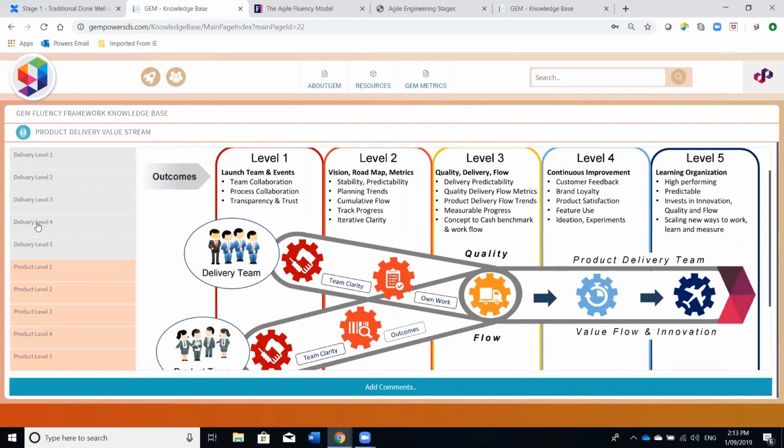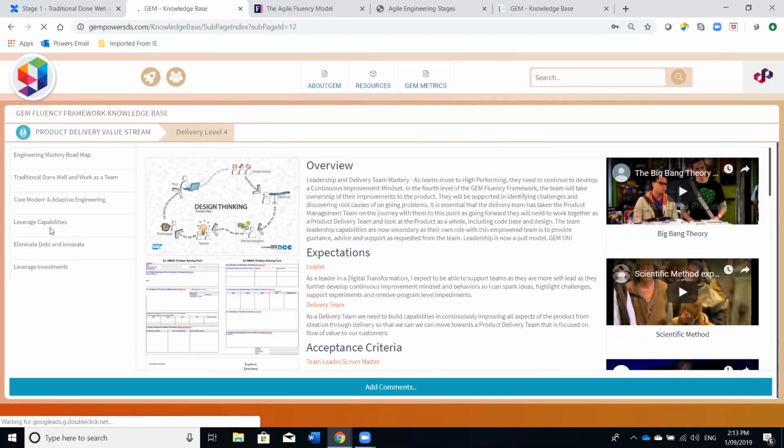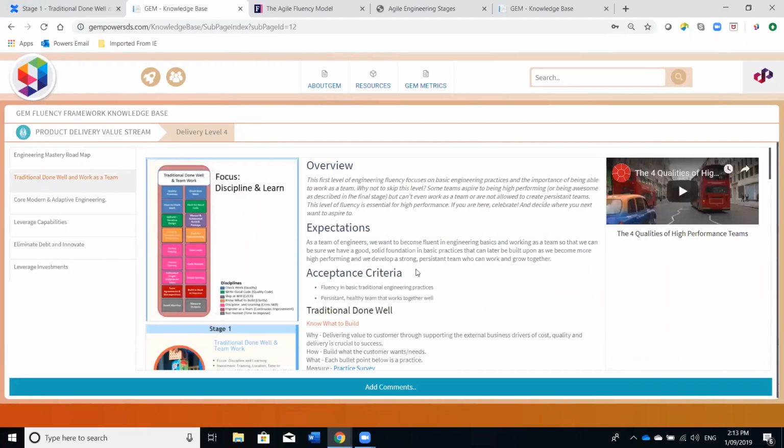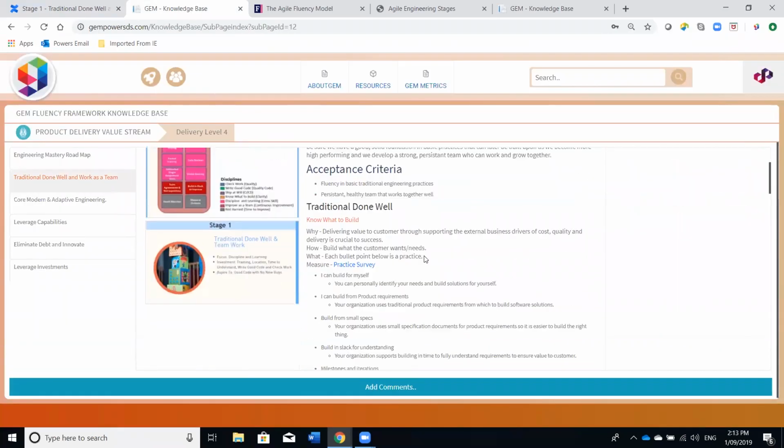So once a team gets to level 4, you'll see on the left-hand side here, there are some engineering mastery tabs. We're going to look at traditional done well and work as a team today. You can see in the agenda, you can either use the pictures here in the agenda and talk to them. Sometimes our internet's not our friend, so we've got these pictures in here, or you can actually go into the knowledge base and talk about them.